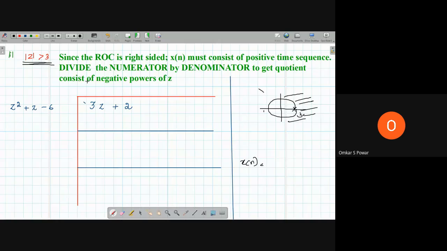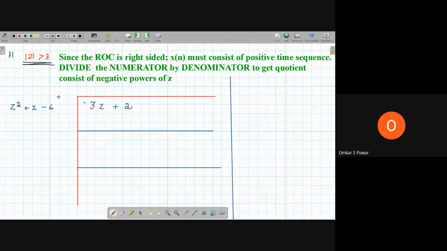For that, you have to divide the numerator by the denominator to get a quotient consisting of negative powers of z. This theory, you may ask, what sir you have written, but don't worry about this theory here.